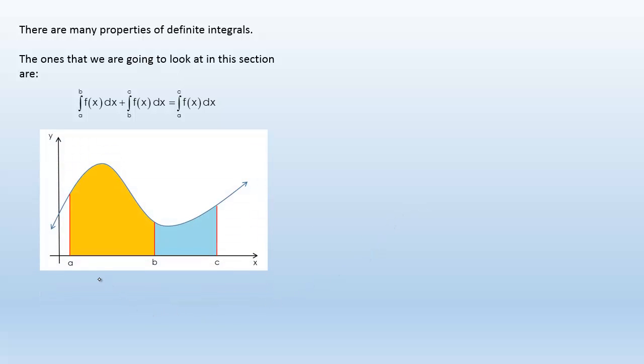And a diagram explains this really well. So if we think about the integral from a to b of f of x dx, that's going to be this gold area here. The integral from b to c of f of x would be the blue area here. So if we integrate all the way, it must be the total area. So the total area is gold plus blue. So this area, as we discussed, is the integral from a to b of f of x, and this one is the integral from b to c of f of x.